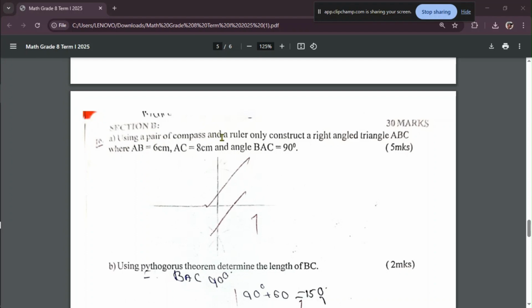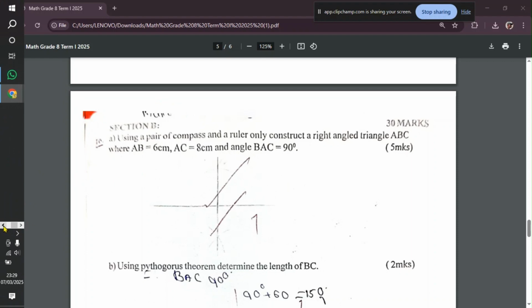Using a pair of compass and a ruler only, and this is important. Here you're not supposed to use a protractor to work out this problem. So using a ruler and a pair of compass only, construct a triangle ABC, where AB is equal to 6 centimeters and AC is 8 centimeters, and angle ABC equals 90. Right. Before you go direct to construction, have a sketch of what this question looks like.